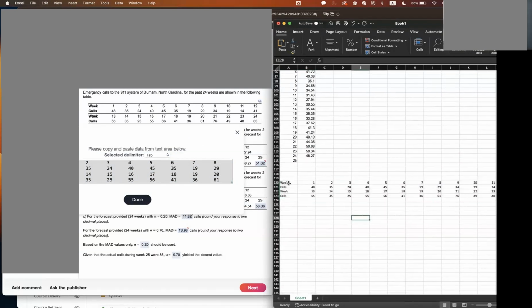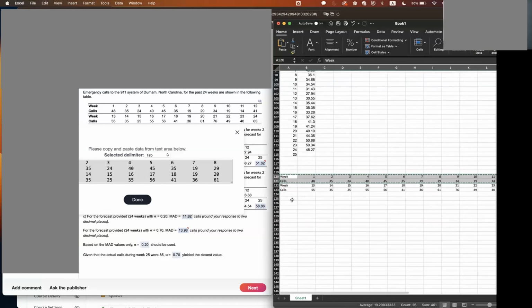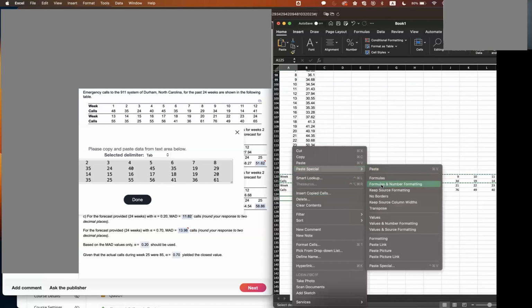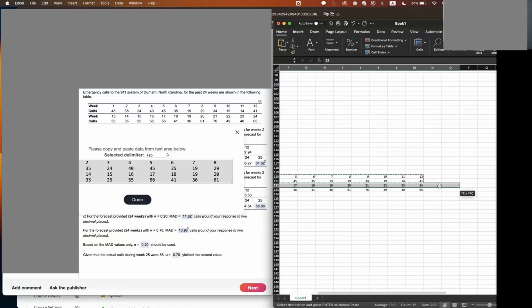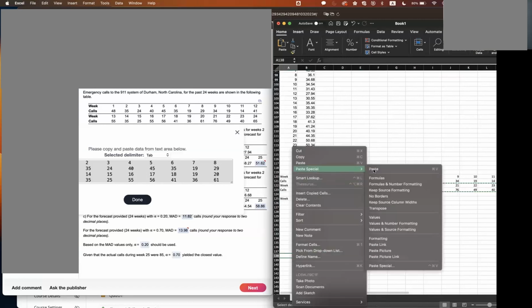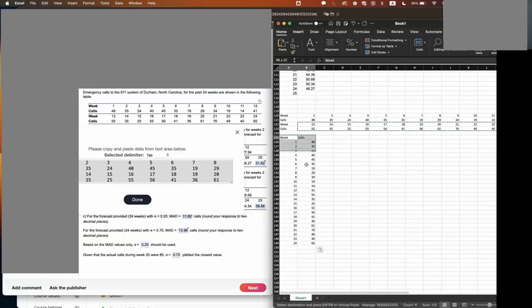And what I'm going to be doing is I'm going to just copy the first half of the data and transpose it here. Right click, paste special, transpose. And then 13 to 24 weeks, copy, and paste special, transpose. So then I have the data here.